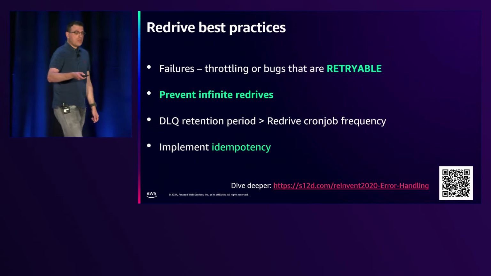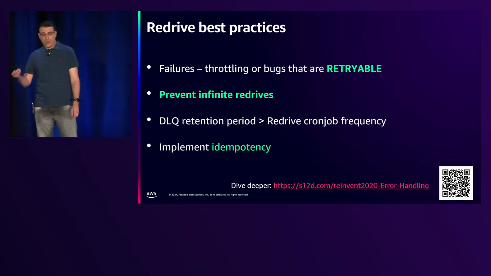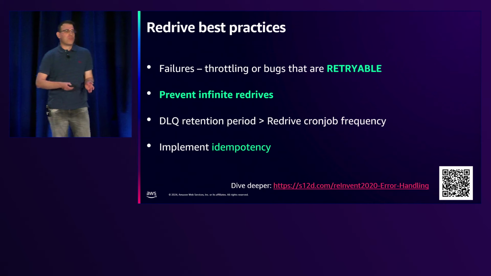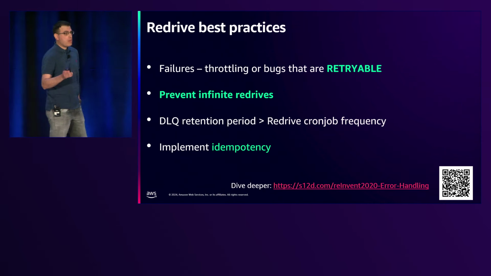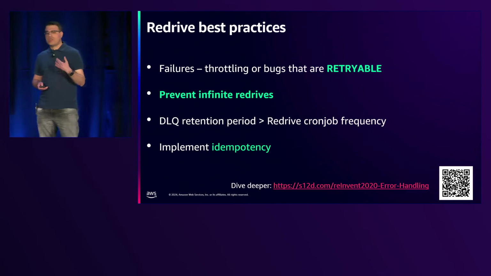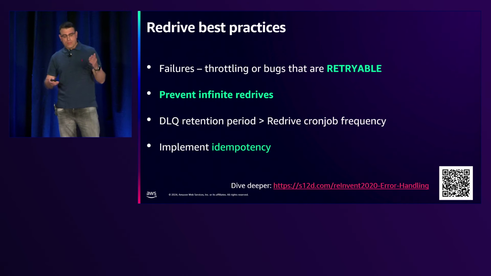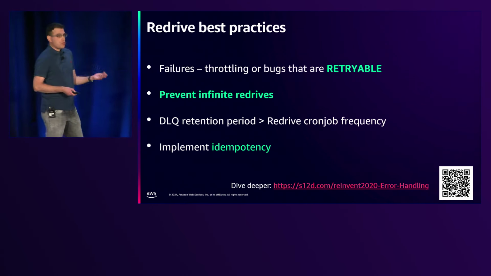Now, this is the refinement of the dead letter queue retention period. It should be longer than the redrive cron job frequency, because obviously, we want our cron job to have items to move from the dead letter queue back to the queue. And lastly, we should think about idempotency. Idempotency means that since we have multiple retries on the same items, if you have any side effects in your Lambda function, you want them to occur only once. And idempotency is a mechanism that ensures that.